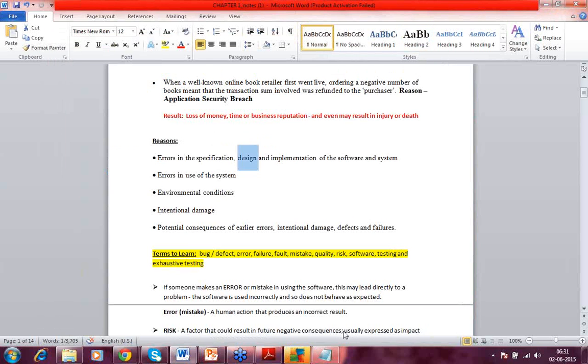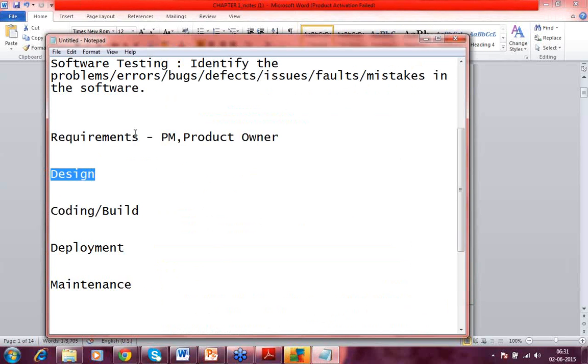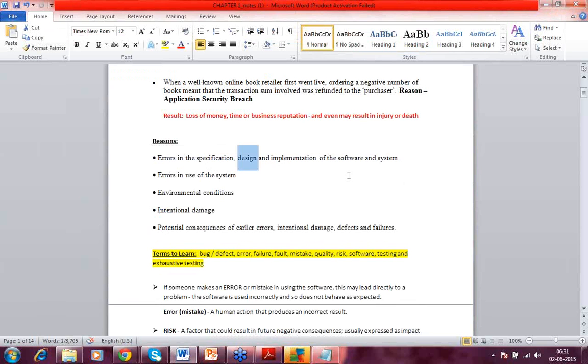It could be in the design, or it could be that requirements are captured well and design is perfectly all right, but the people who are writing the code, the developers, have made a mistake. They have not understood the design correctly, or they have not understood the requirements correctly. So the problem is in the implementation of the software, the coding. So any of these reasons can actually create the problems that we have discussed.